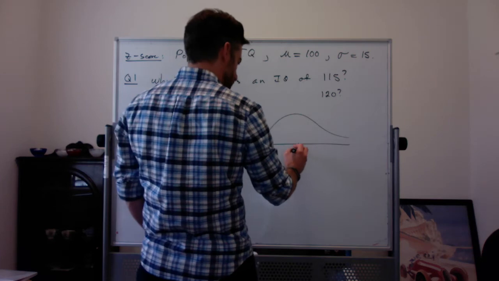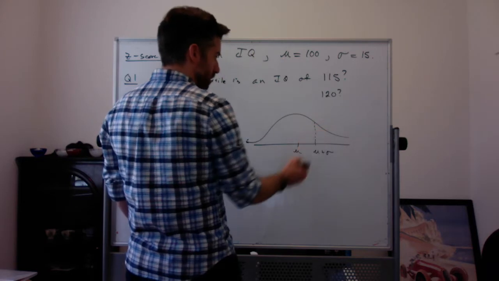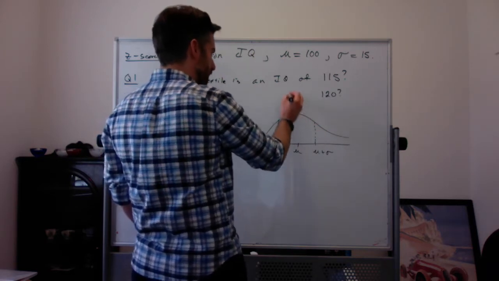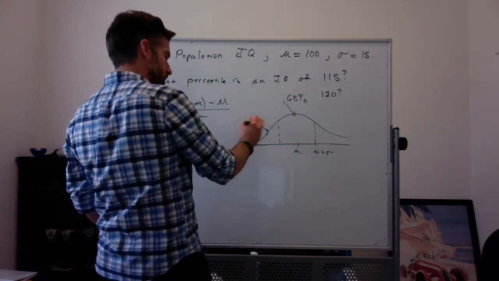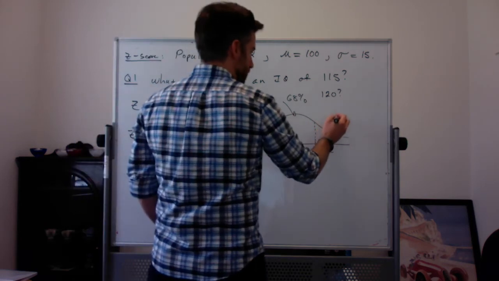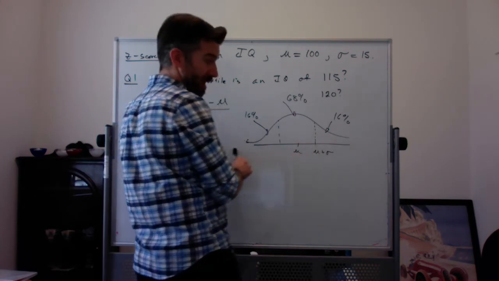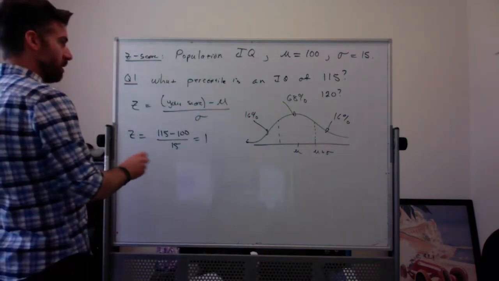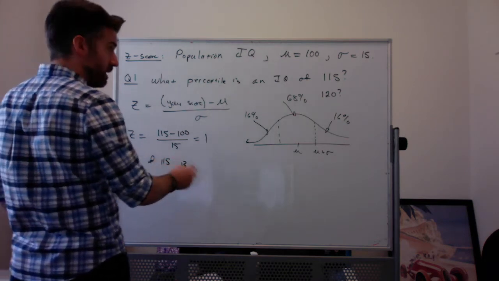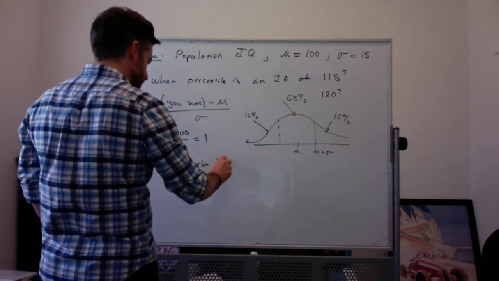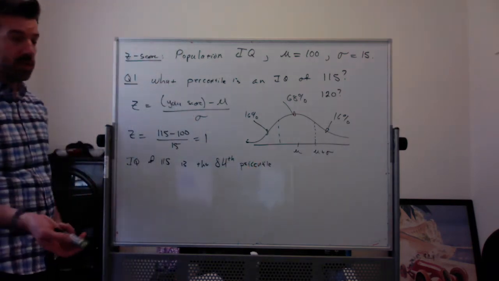If you are exactly one standard deviation above the mean, we know there's 68% of the data in there, which means the other 32% is evenly distributed. There is 16% of it there, and 16% of it there, meaning 16% of the people are above me, and the other 84% are below me. So an IQ of 115 is the 84th percentile, because we have a score that is greater than 84% of the population.